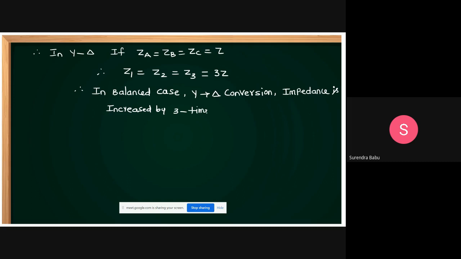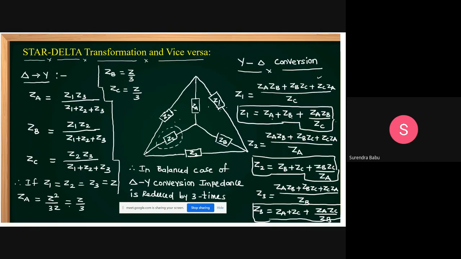Increased by 3 times. Yes, friends, that means for the balanced case, we are calculating ZA, ZB, ZC, which is Z1, Z2, Z3. This is Z delta impedance, Z delta. Here we are calculating ZA, ZB, ZC.